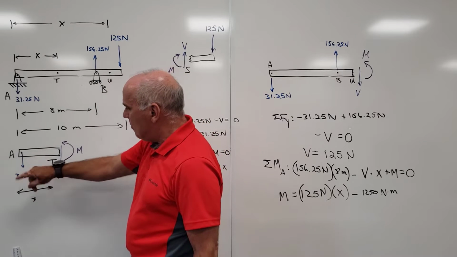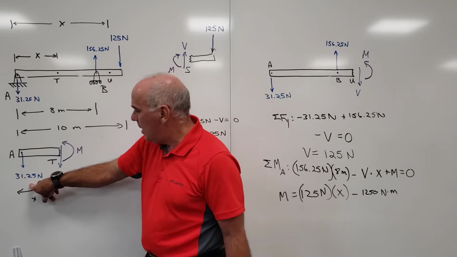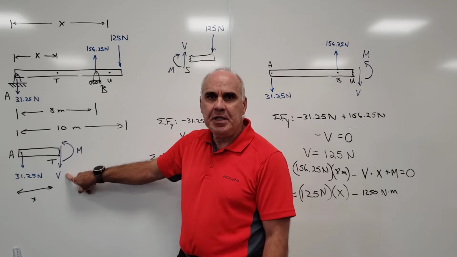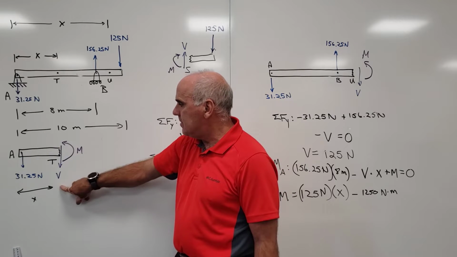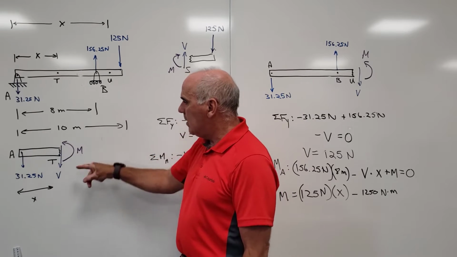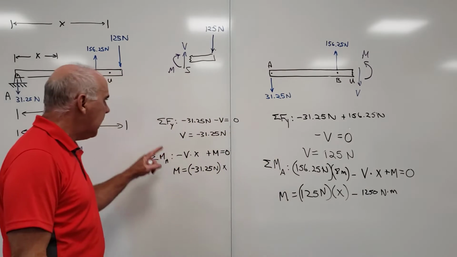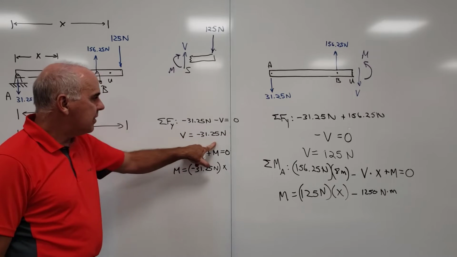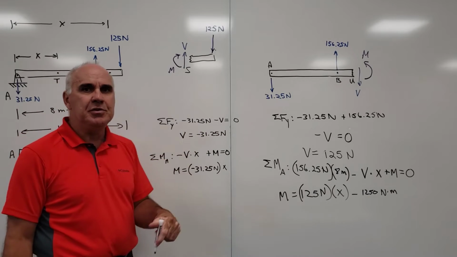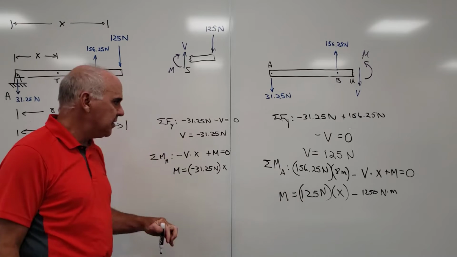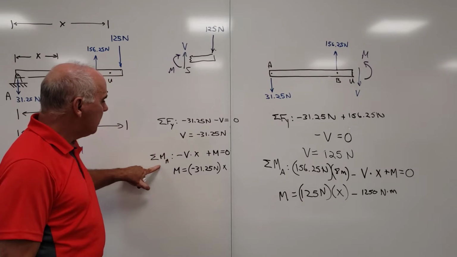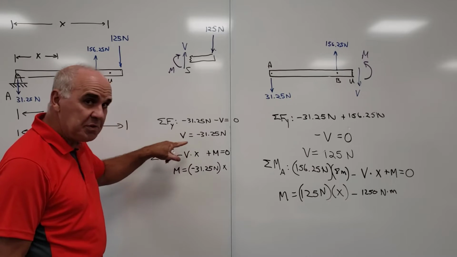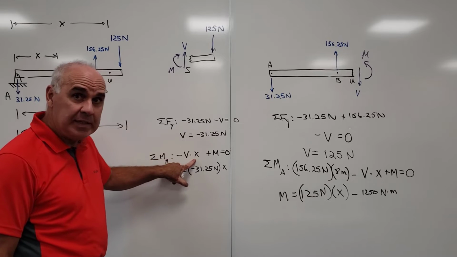But I've still got 31.25 newtons at position A, and then a shear force V pointing down at this distance x, and then there's the moment that's acting at x. And when I look at that, I do the sum of the forces in the y, and I get the shear force is negative 31.25 newtons. Same as it was before. That hasn't changed much. But then I do the sum of the moments, and the V, the shear force, is not at some specific distance, it's at a distance x, and that's arbitrary.